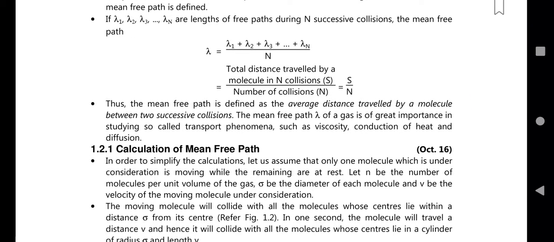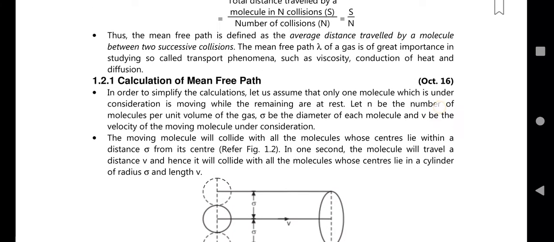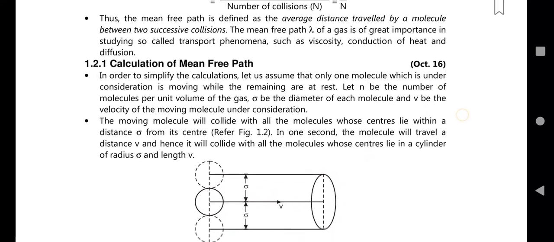The mean free path of a gas is of great importance in studying transport phenomena such as viscosity, conduction of heat and diffusion. This is a very important line. Now, how to calculate mean free path?